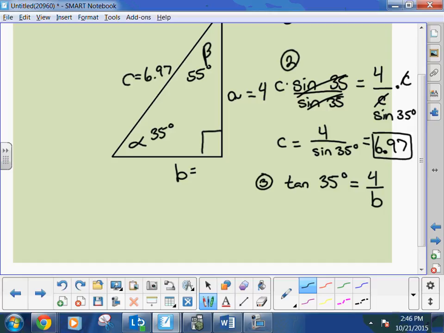Feel free, in your free time, if you want to sit there and play around with it, you're going to see that these trig functions, because of the way the unit circle works, give you back the same values.